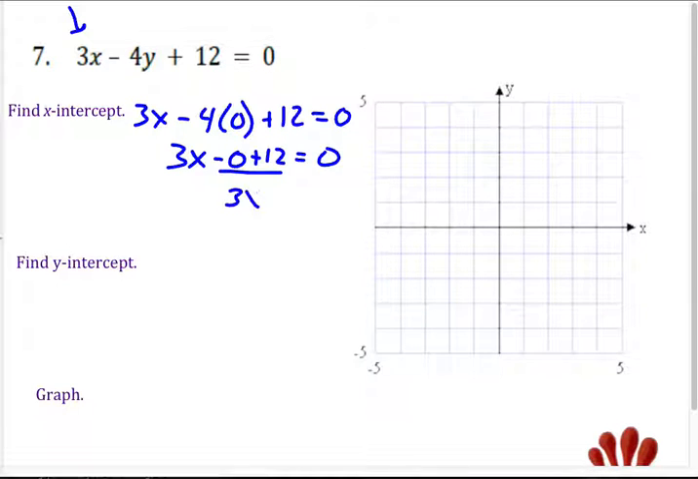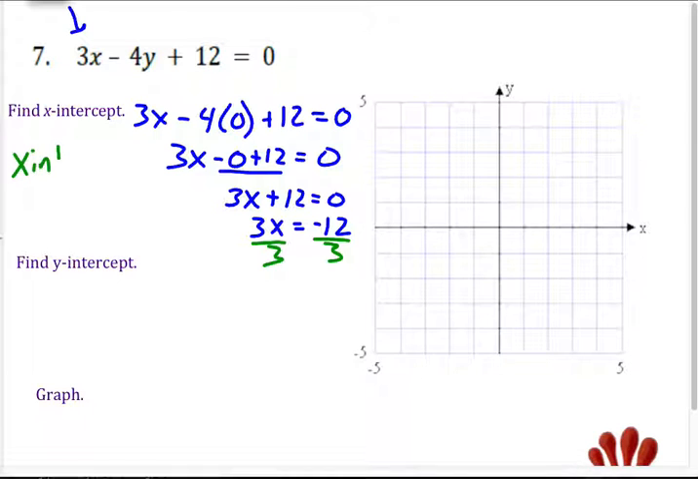This just gives me 12. And now I'm just going to subtract 12 from both sides and get 3x equals negative 12. Finally, dividing both sides by 3, I get my x-intercept is negative 4. X-intercept is negative 4. For the y-intercept and graphing it, I do it a little bit differently. I would take the original equation and just solve it for y. If you can solve it for y, you're going to put it in slope-intercept form. It's easy to find everything you need then.